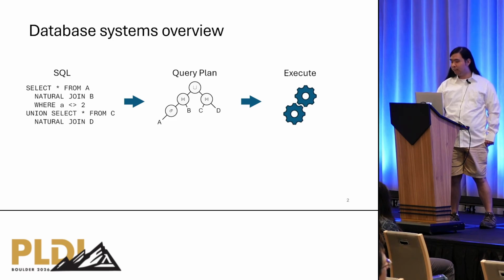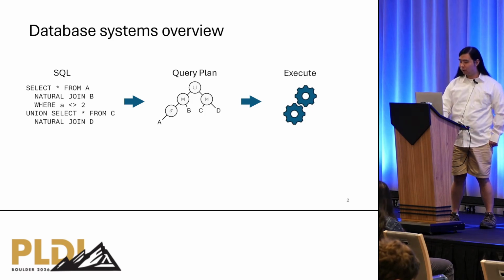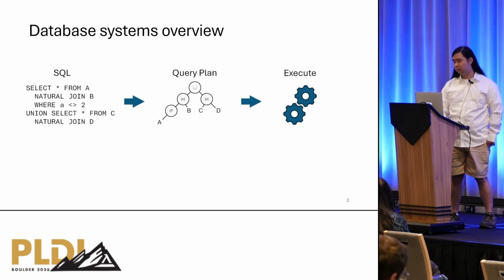Database systems take as input a query written in SQL and transform it into a query plan composed of relational operators. For example, the query plan shown here is composed of a union operator on top, two joins below it, and a filter operation on the left. You may notice that this is not syntactically equivalent to the SQL query on the left, where the filter has been pushed down past the join as an optimization to reduce the amount of data processed.